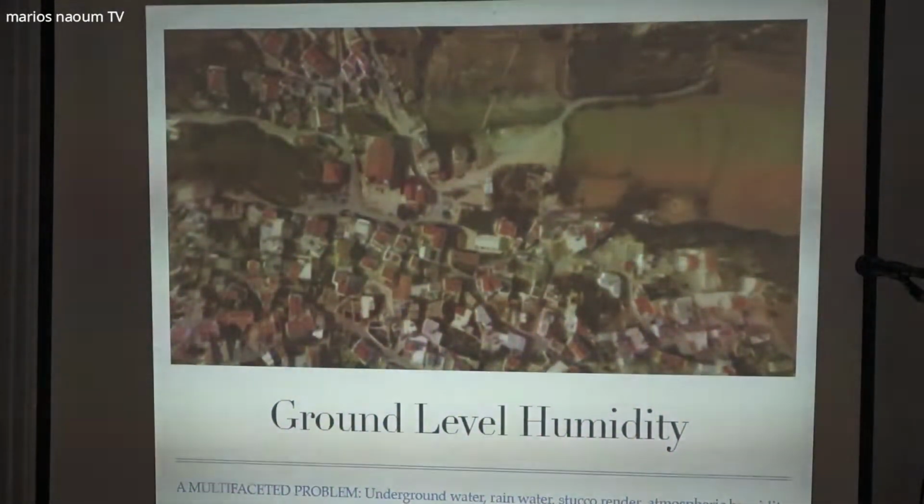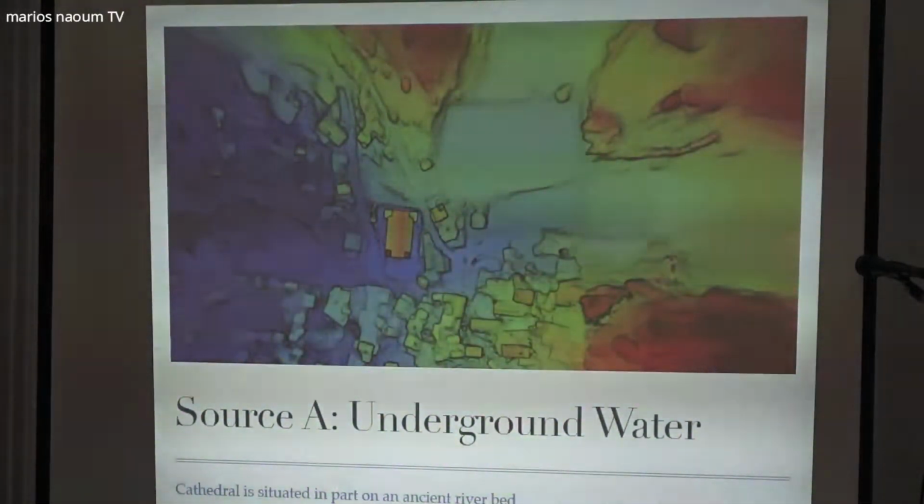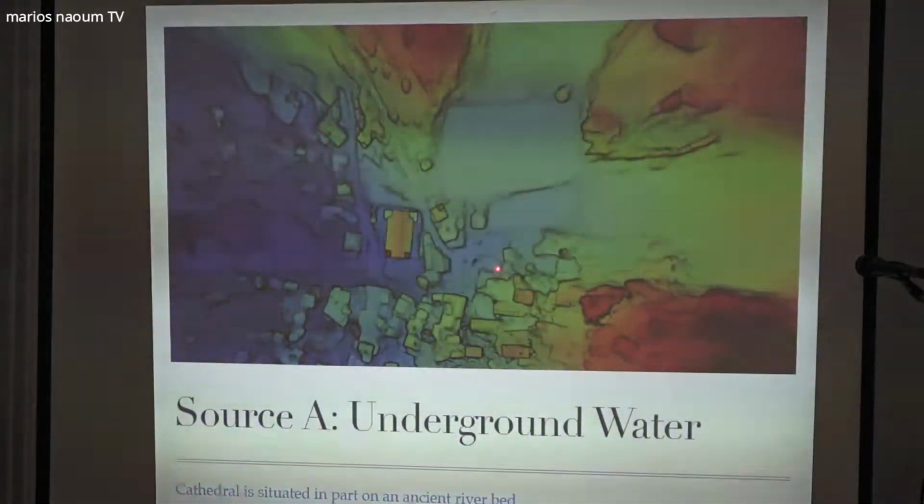Ground level humidity. The humidity that we have here is attributed to a number of separate causes. The first one is the underground water. We have flown by drone and created a three-dimensional photogrammetric model of downtown Kormakitis. So red is high elevation and then blue is lower elevation. This is the riverbed.